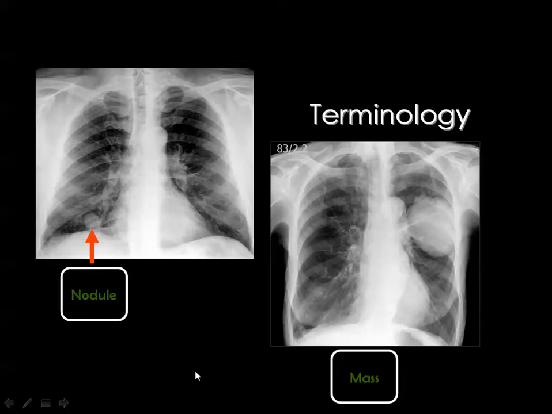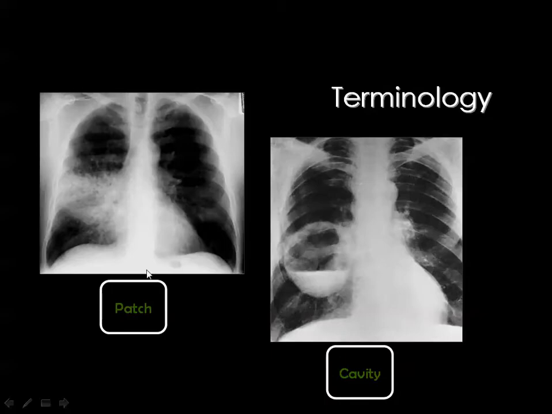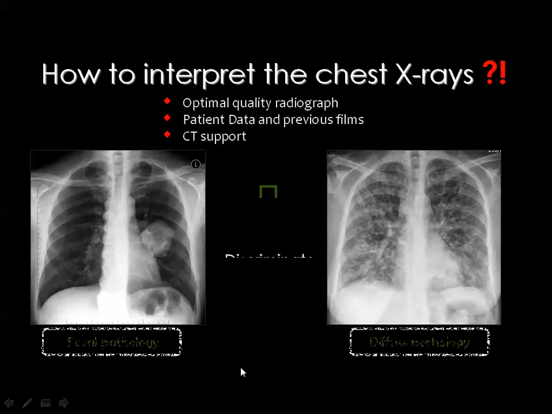Then there are four other terminologies we want to know. The definition of a pulmonary nodule is a well-defined lesion which is less than 3 centimeters in diameter. The pulmonary mass is a well-defined lesion that is more than 3 centimeters in diameter. The pulmonary patch is an ill-defined lesion containing air bronchogram. The pulmonary cavity is a well-defined lesion containing air, whether this air is total or partial. Partial meaning there is some air fluid level, as we will discuss soon.